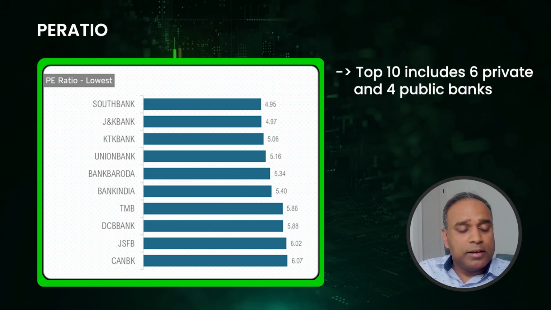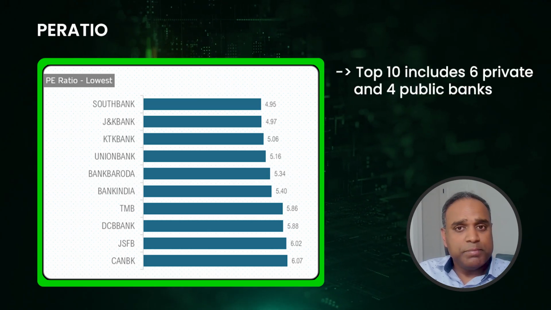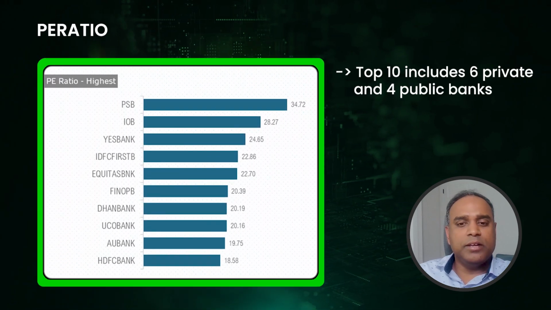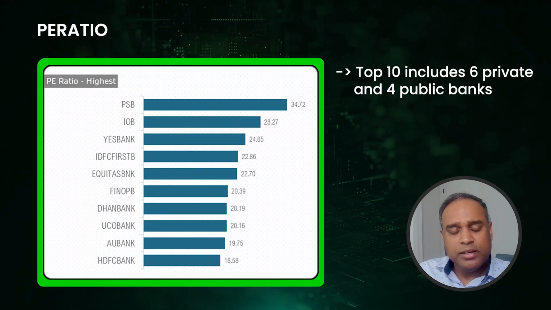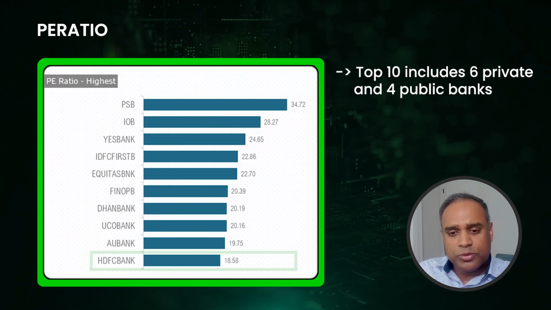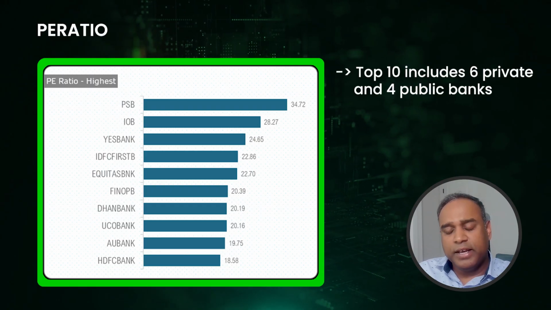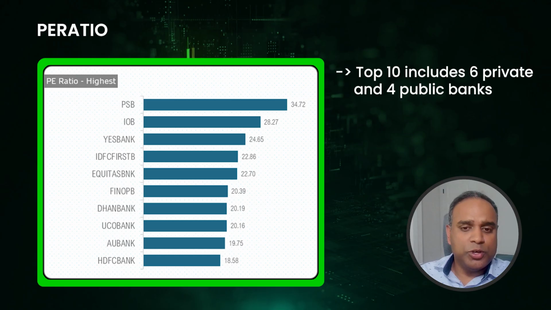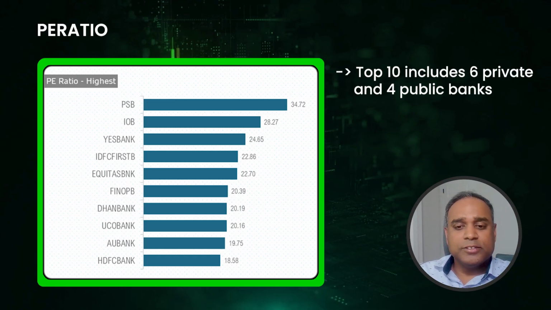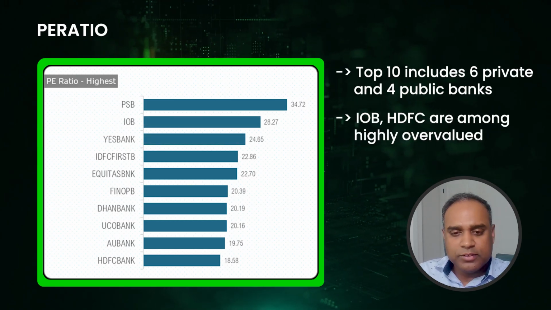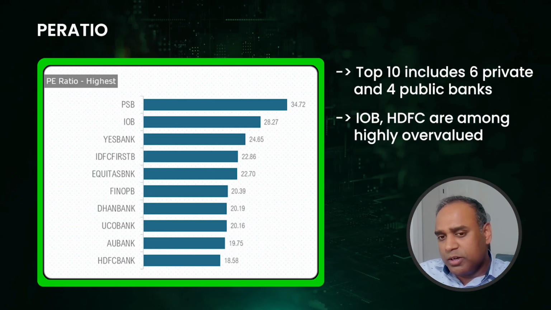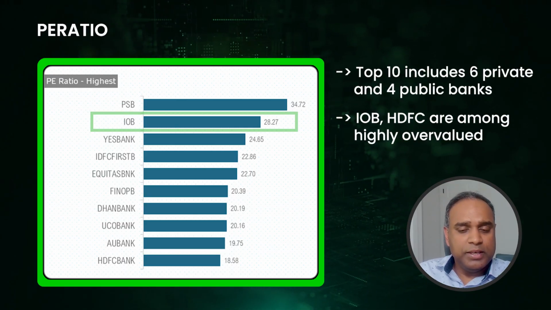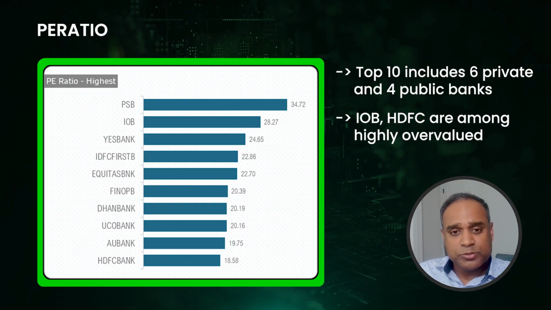Now, the top 10 includes 6 private banks and 4 public banks. And then when you look at the high PE ratio, so IOB, PSB, and also HDFC is in the top 10. Those are the highest PE ratio banking sector stocks. And so those are notable because some of the other ones you may see are smaller banks, but then these are big ones. The HDFC, IOB are there in this list as well.